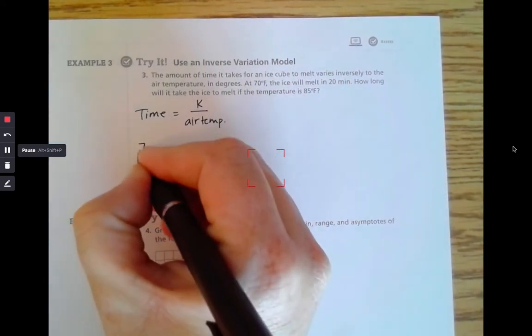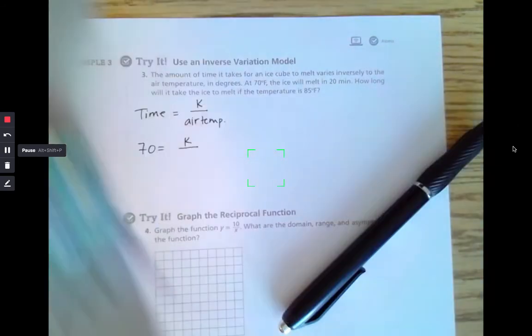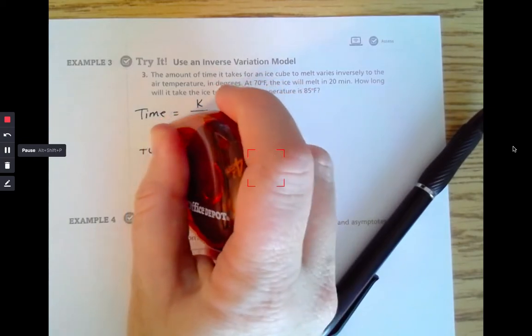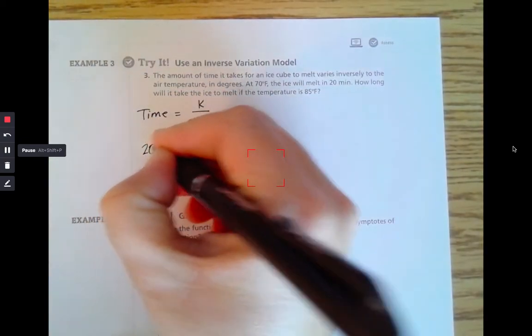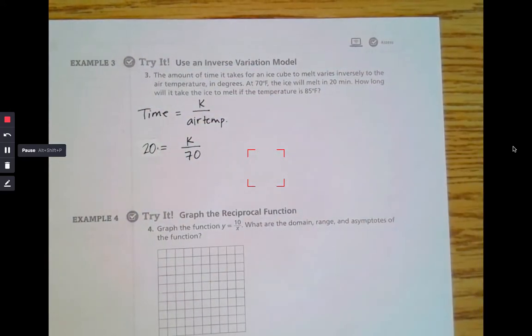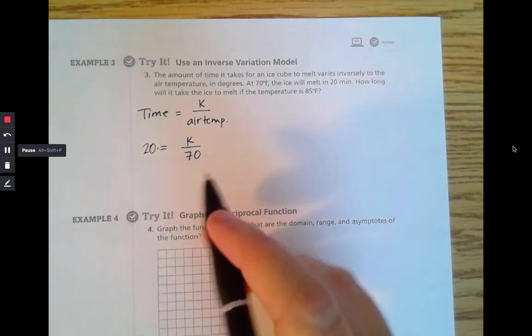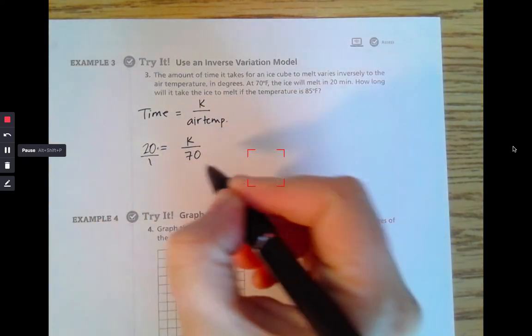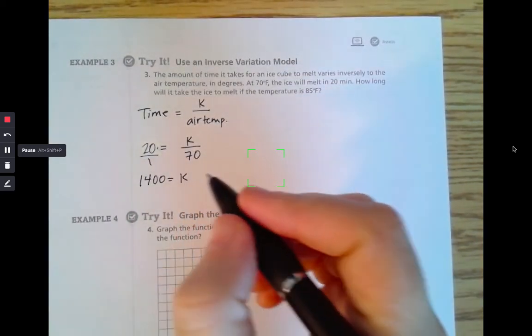So at 70 degrees, oh, I did that backwards. What should that have been? 20. At 20 minutes, our ice cube will melt if it is 70 degrees outside. Well, how do I get K by itself? Can I cross multiply? 1400 equals K, right?